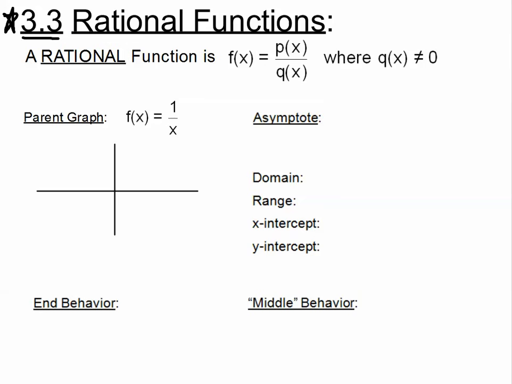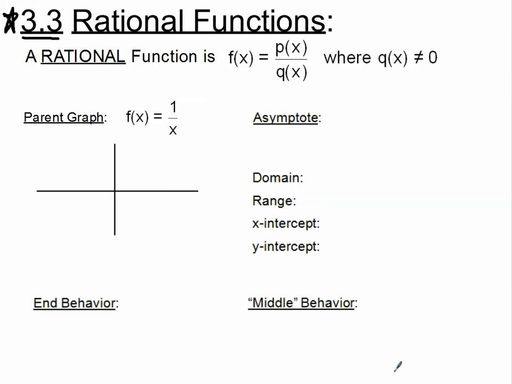of a chapter. A rational function is a function f of x that is equal to p of x divided by q of x. Rational means ratio, so we have the ratio of two polynomial functions, and that ratio is a rational function. Now, since we have a denominator, our denominator, of course, can never be equal to 0. So we're going to be very interested in the values that make the denominator equal to 0.